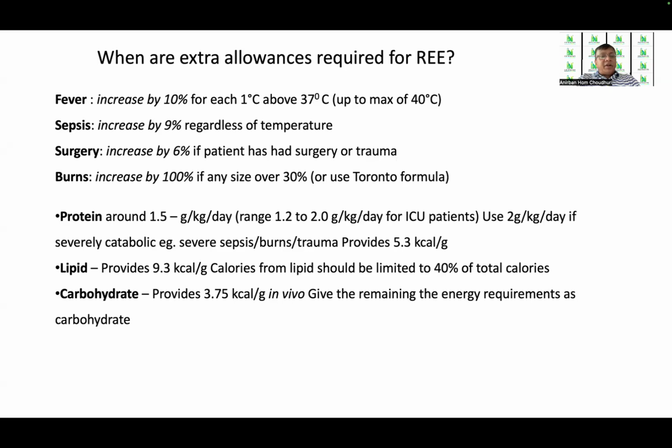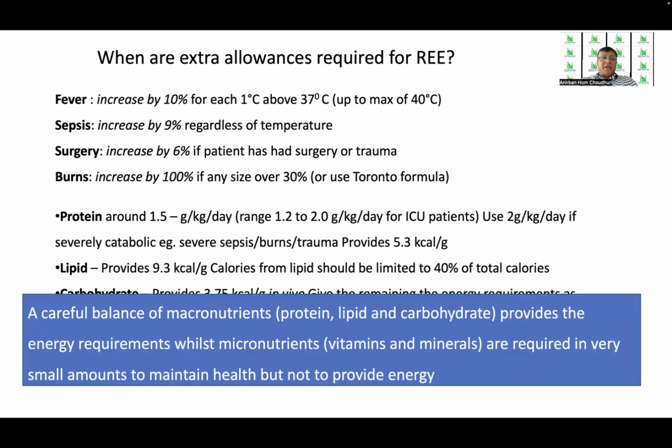Lipid provides 9 kilocalories per gram, and it should be limited to 40% of the total calories. Carbohydrates provide 3.75 kilocalories per gram in vivo, and we have to give the remaining energy in the form of carbohydrates. So it is the protein followed by the lipids, and the carbohydrate is the last ingredient among the nutrients which is used for the purpose of reaching the calculated energy.